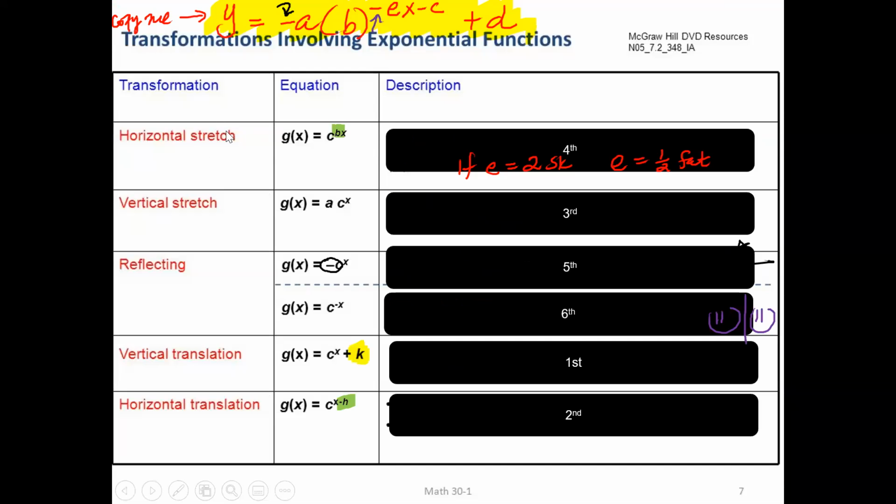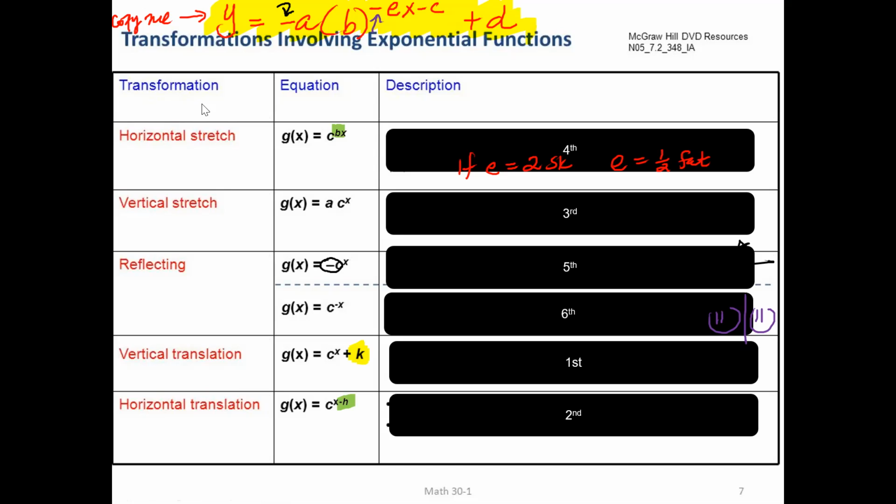All right, so first things first. When you have this equation that's in front of you, y equals negative a parenthesis b, negative e to the x minus c plus d. Now, all of these letters represent how your exponential function is going to be moving, okay? So this is the first one.